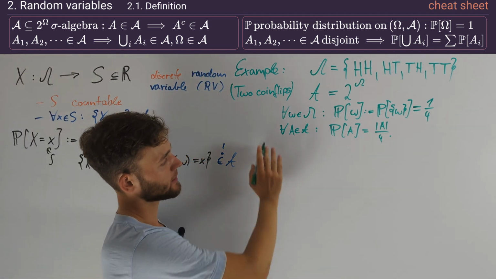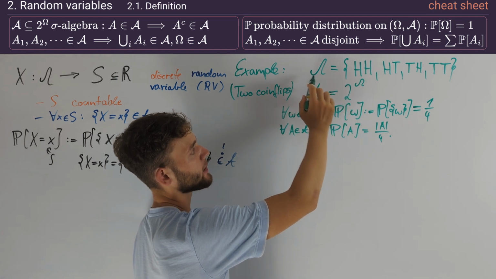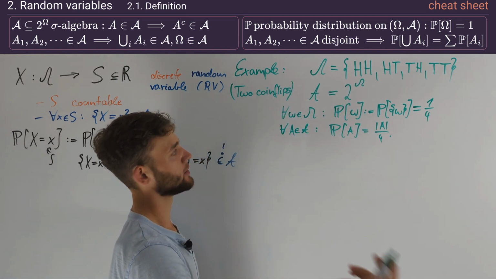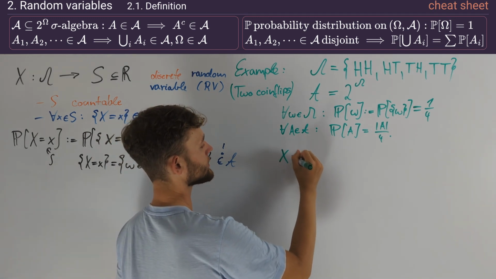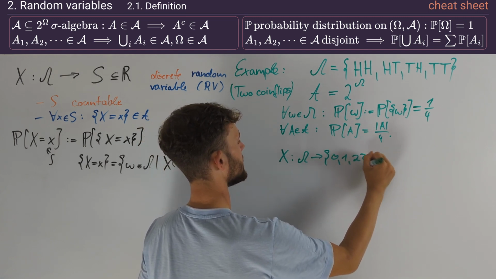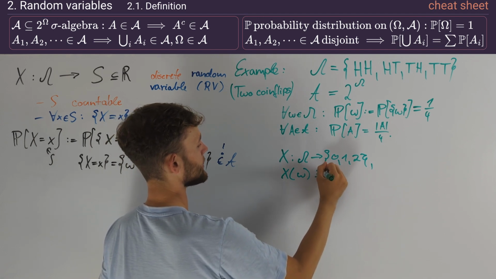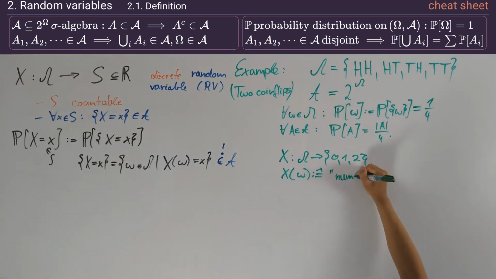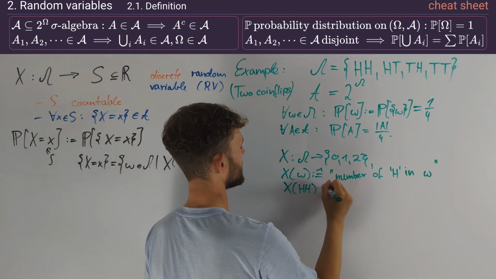Let's continue our example here. Since A was just the power set of Omega and Omega a finite set, any function from Omega to the real numbers will be a discrete random variable. For example, let us just consider X from Omega to the set {0, 1, 2}, such that X of omega is defined as the number of heads in omega. In this example, X of HH equals 2.